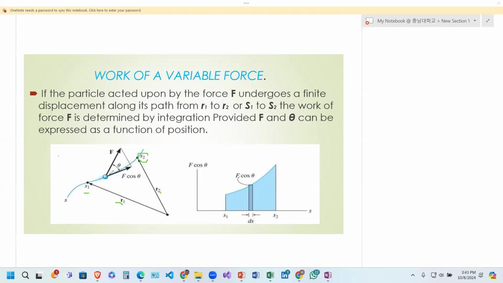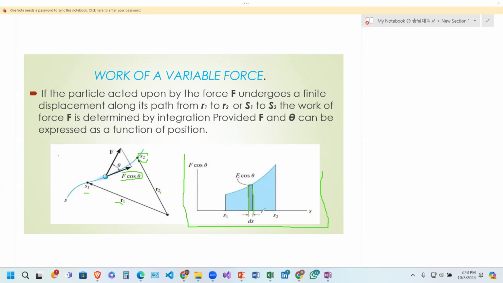So this is what we have. We have a force varying, which is our force in this direction at an angle theta. That means that we can resolve the force and we have our force F cos theta in the direction of S. So if we try to represent this on a force to distance drawing, realize that we are taking a small element right here.